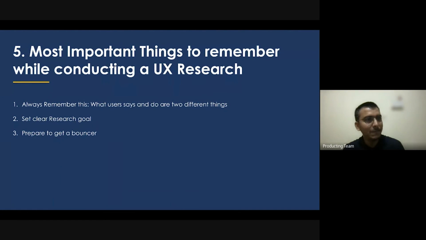So what I'm trying to say here is, prepare to get a bouncer, in the sense that you are dealing with a human being. There might be chances that they might ask you something which you are not able to answer, which you are not capable of answering. For example, they will ask for a roadmap. How do you see, in 3 months, how are you going to make this feature's functionality, right? That is not your forte, or that's not your field of work, right?